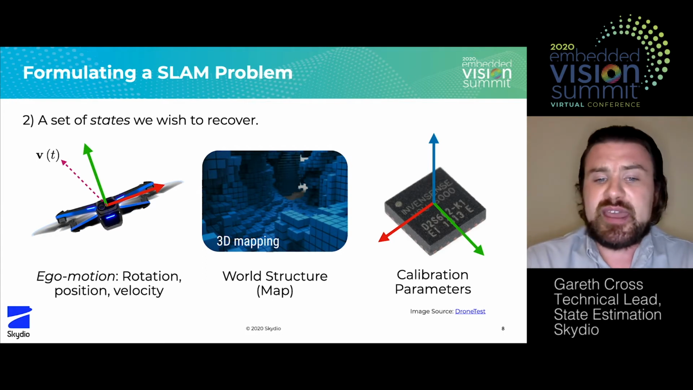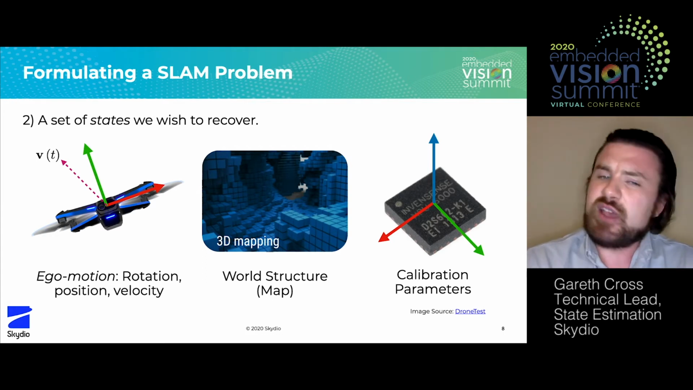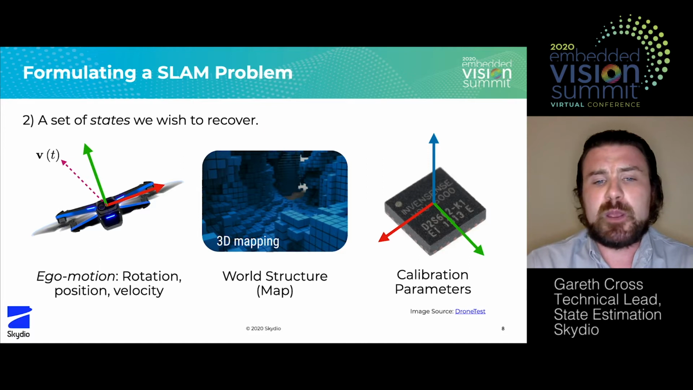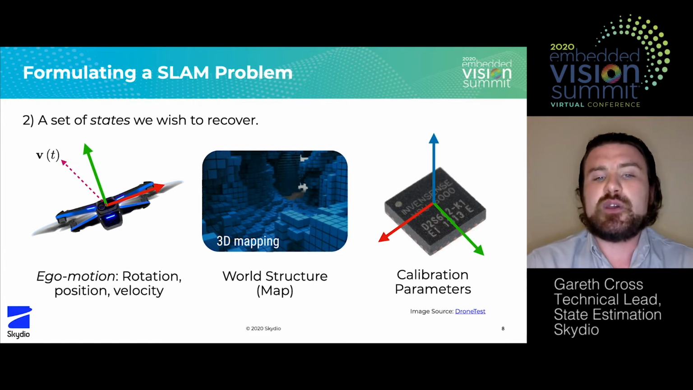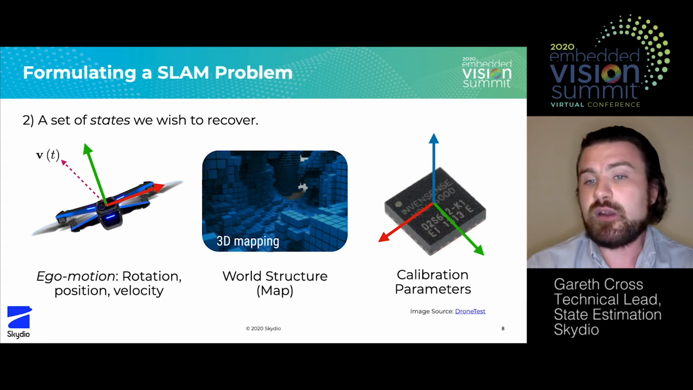And then lastly, there are the calibration parameters, and these are less obvious than the first two why you might care about them, but they are nonetheless important because every sensor that you add is going to have some kind of scale and bias associated with it. And so you need to consider those as well if you want to have a high-fidelity model of the world.